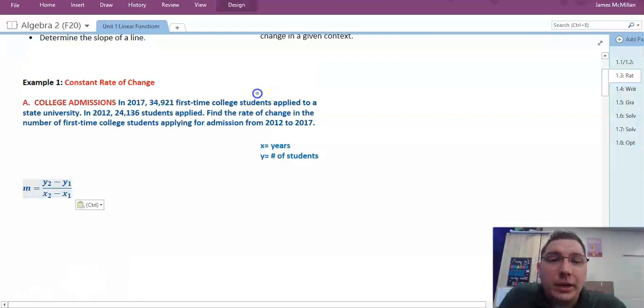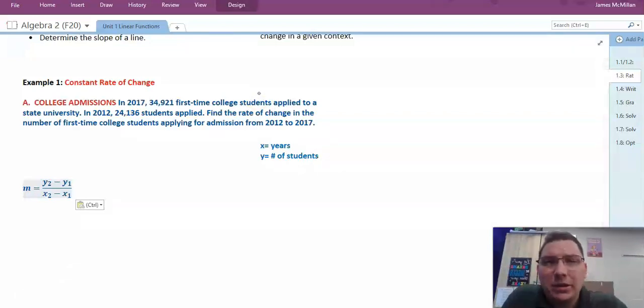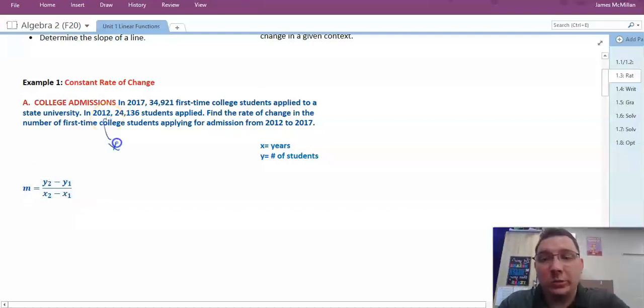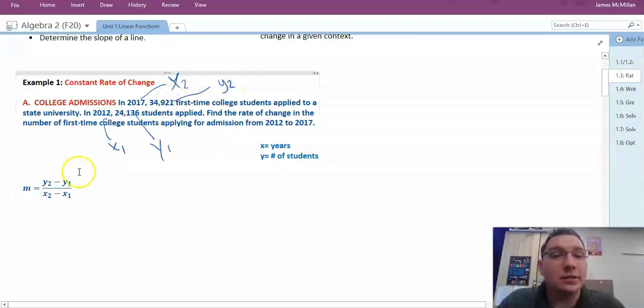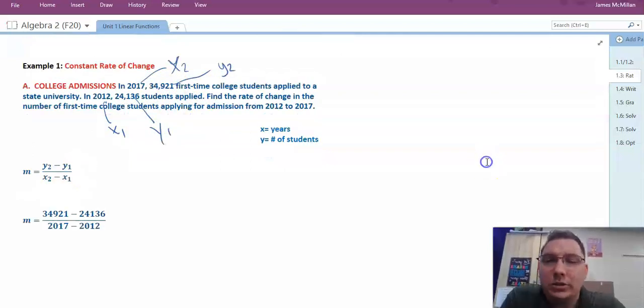And so we need to pick out which is our y2 and our y1 and our x2 and x1. And typically when we're dealing with years, we want our x1 to be the first year in the sequence. So in this case, we're going from 2012 to 2017. So our 2012 value will be our x sub 1 and our 2017 value will be our x sub 2. And the y's will follow in conjunction with that. So this would be our y sub 1 and this is our y sub 2. And so we look at where these plugged in.